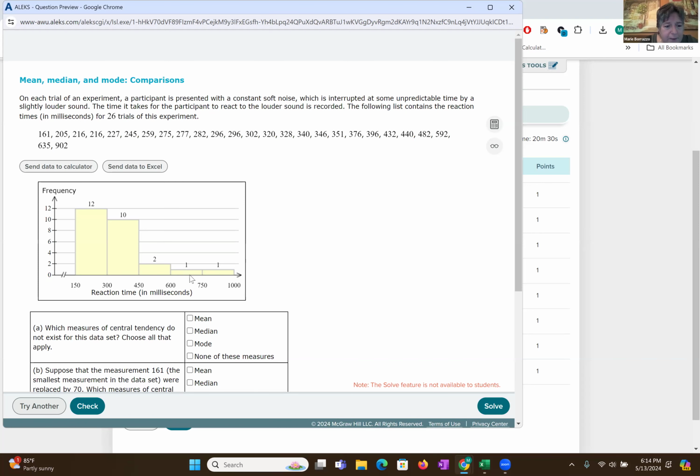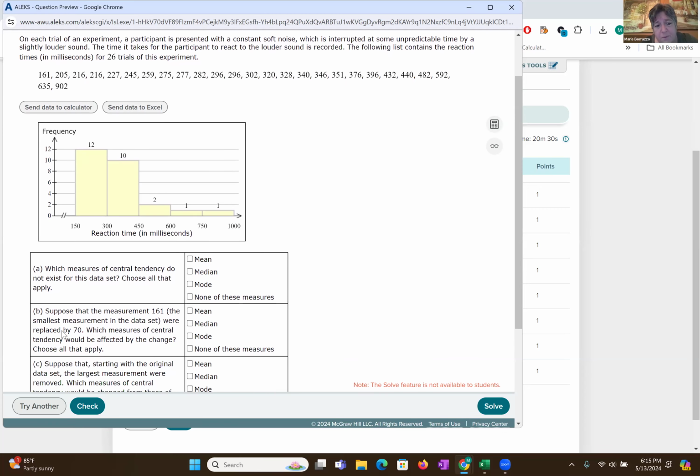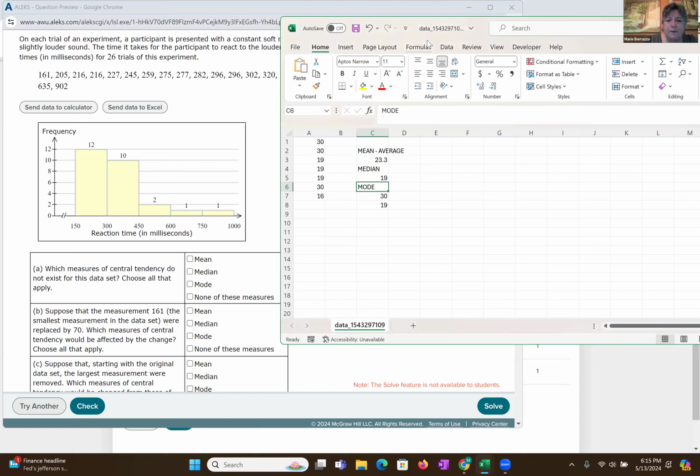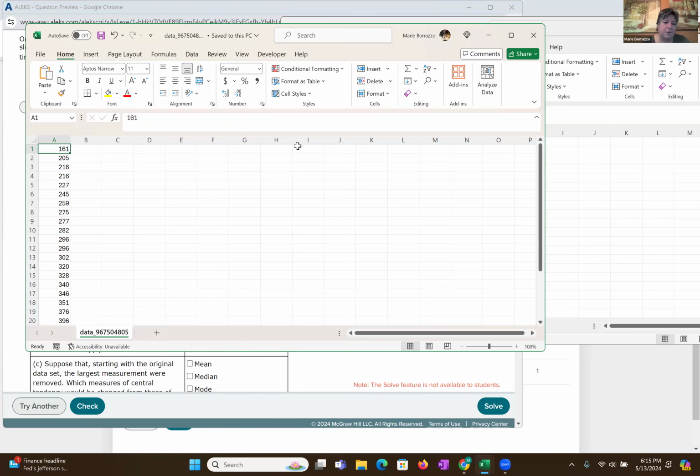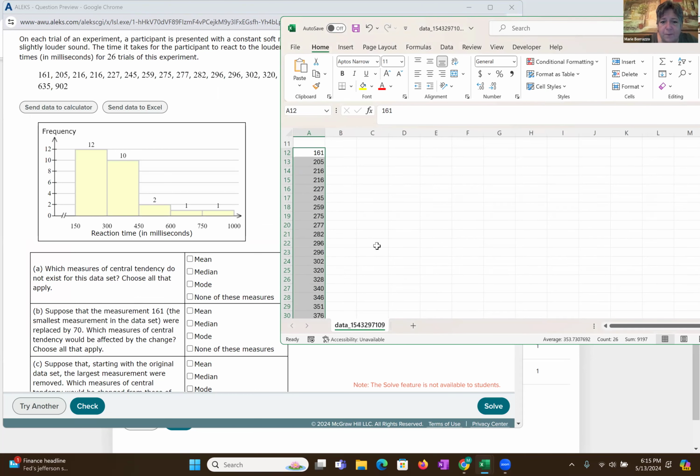All right. So let's take a look at this question. I'm looking at part A. It says which measures of central tendency do not exist for the data, and we choose anything that applies. So let's send the data to Excel. It's a lot of data, so I'm just going to send it to Excel. I'm going to copy it and drop it here. This is going to be example two.